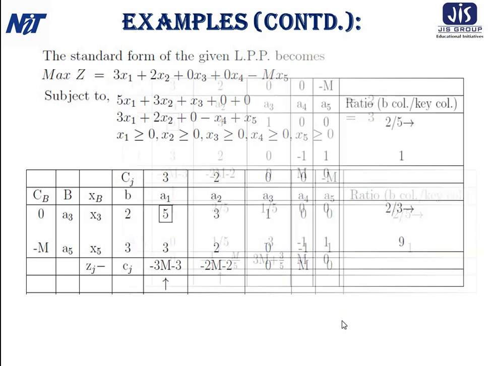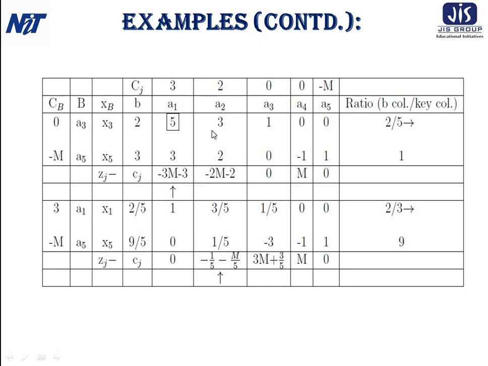So come to the second table. Here at first I am writing the previous table to understand it clearly. So x3 will leave the table, and the corresponding variable x1 will enter into the table, and x5 will be as it is. So in place of x3 we are putting x1, and x5 remains the same. This is a1, a5, and the coefficient of x1 is here. This is the coefficient of x1 in the objective function, that is 3, and the coefficient of x5, that is minus M. So here it is minus M.